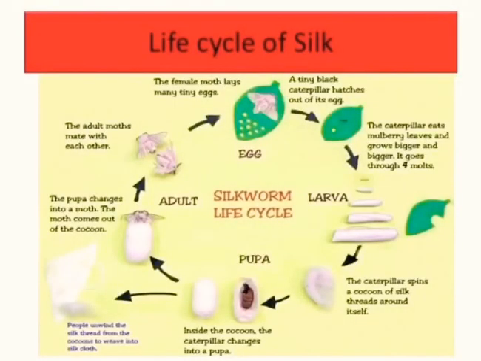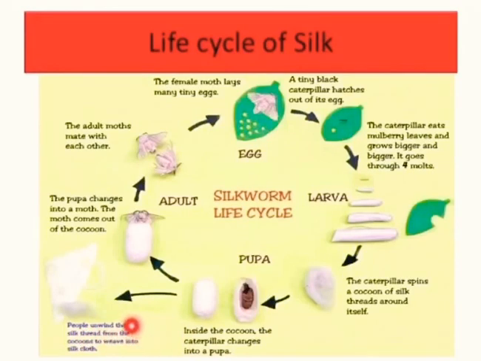Now this is the life cycle of silk, how we can get the silk. A tiny black caterpillar hatches out of the eggs. The caterpillar eats mulberry leaves and grows bigger and bigger. It goes through 4 molts as a larva, and then the caterpillar spins a cocoon of silk threads around itself like this. Inside the cocoon, the caterpillar changes into a pupa.